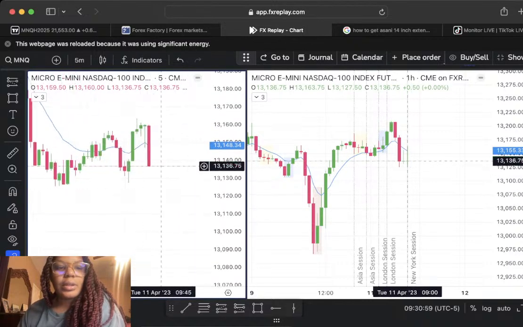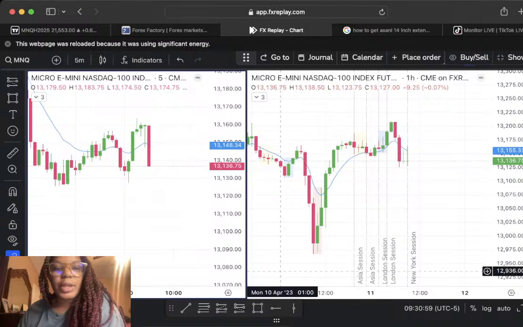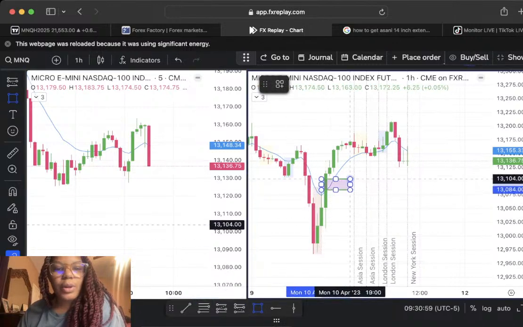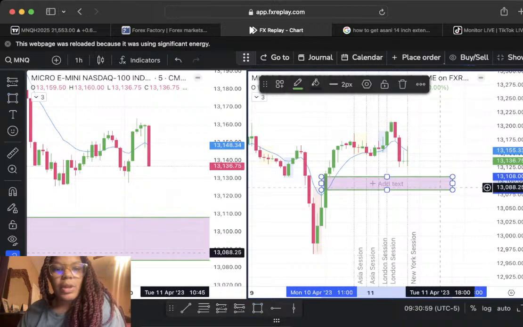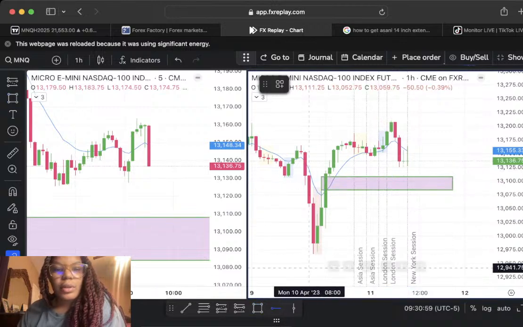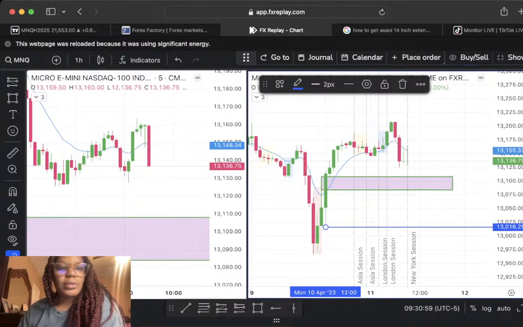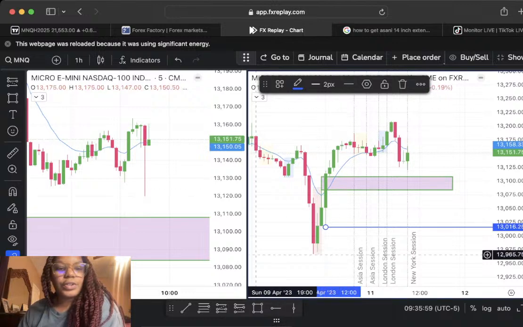Alrighty. So we have to let this first candle play out. We do have a tiny fair value gap here on the 1 hour, and then we have a draw at this low. So let's let this candle play out. Alright, there's your first range.